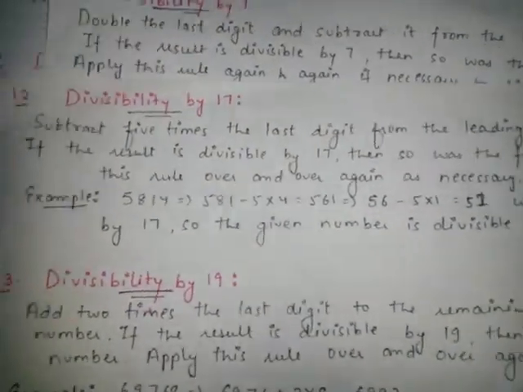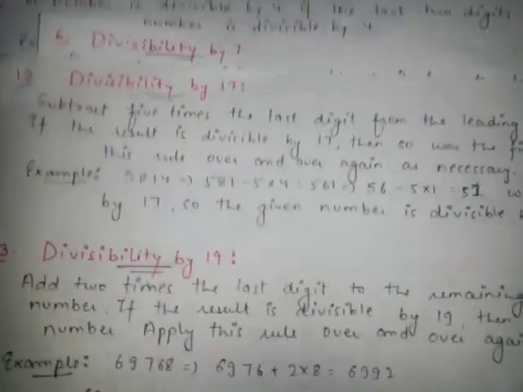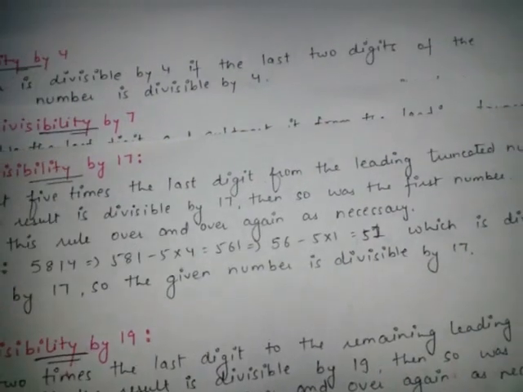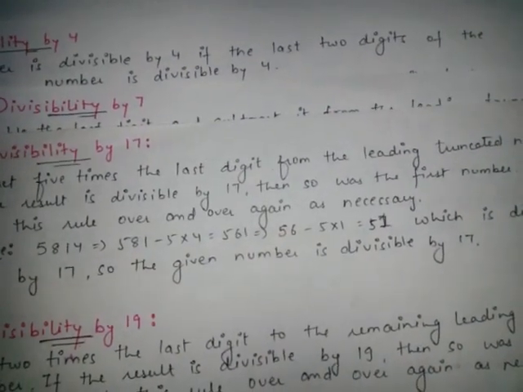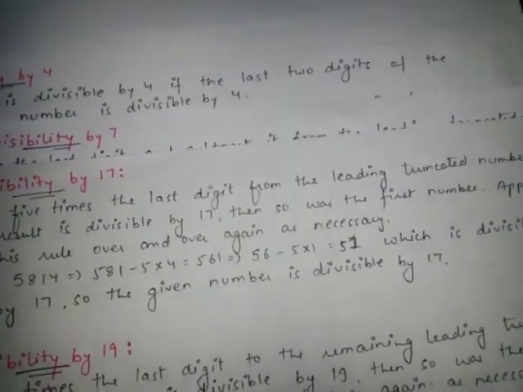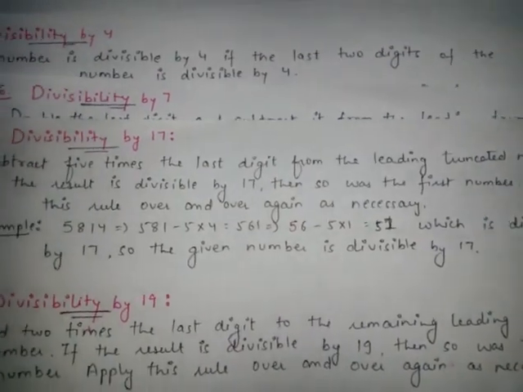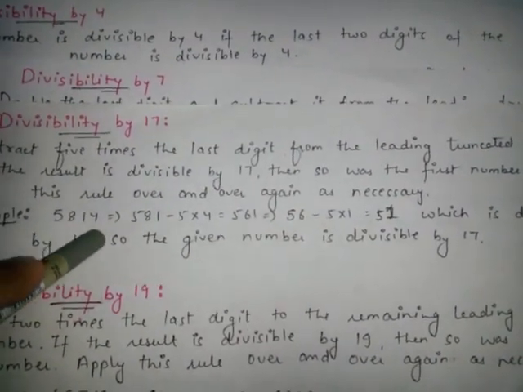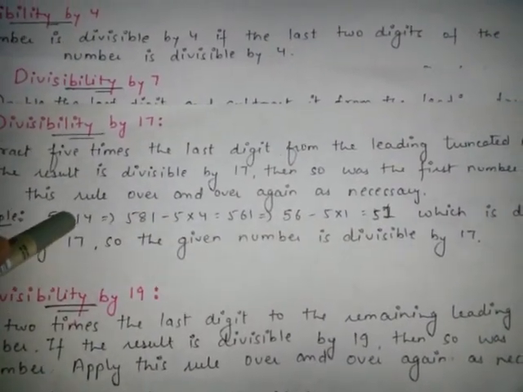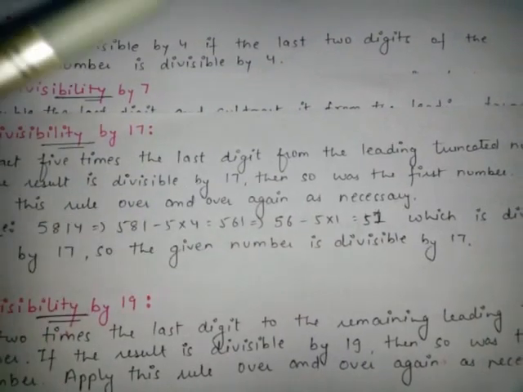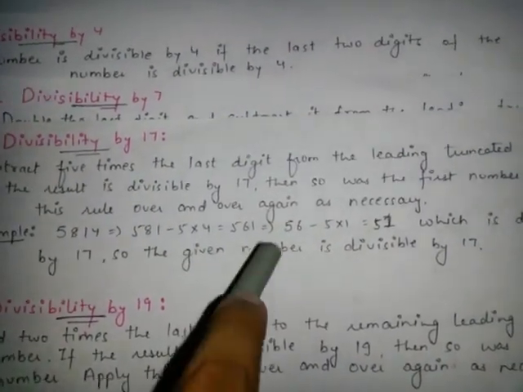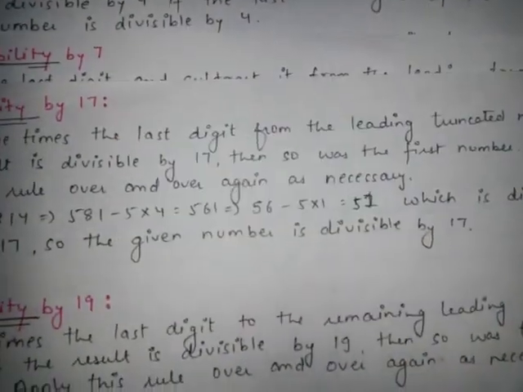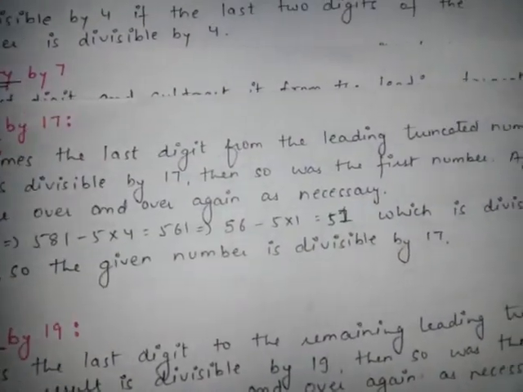Divisibility by 17. It is also an interesting case. We have to subtract 5 times the last digit from the leading truncated number. If the result is divisible by 17, so was the first number. Apply this rule over and over again as necessary. Like we have the number 5814, the last digit is 4, multiply it by 5 and subtract it from the leading truncated number. We get 561. Do it again, we get 51, which is divisible by 17. So the given number is divisible by 17 also.